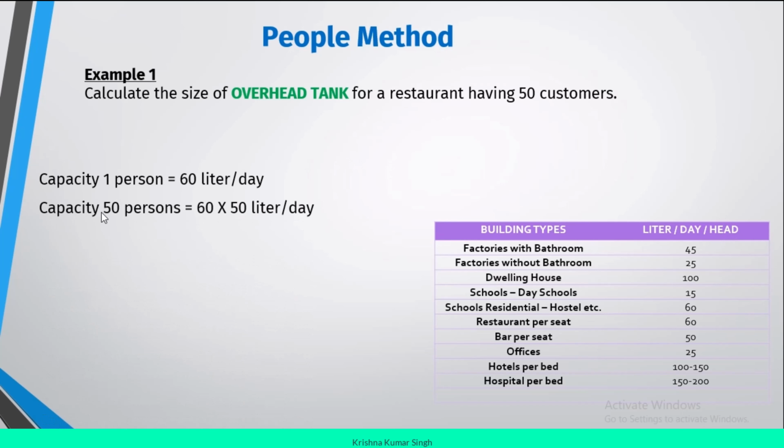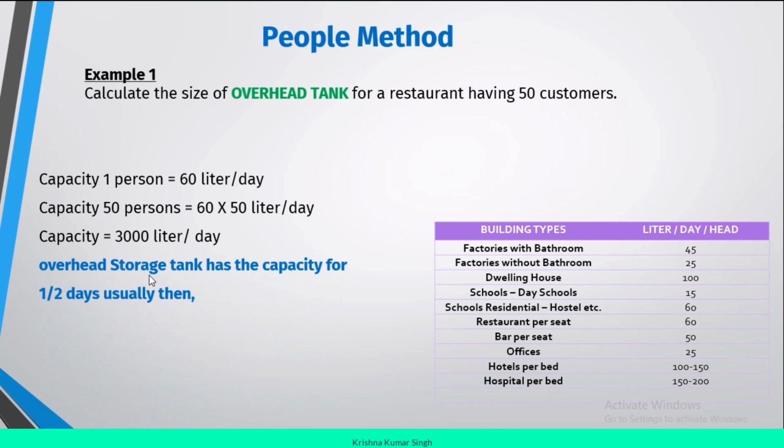Now capacity, how many customers? 50 customers. So this is the capacity, 60 is the capacity for one person. So we multiply 60 with 50 to get the capacity for 50 persons. After multiplying 60 with 50, we get 3000 liters per day.